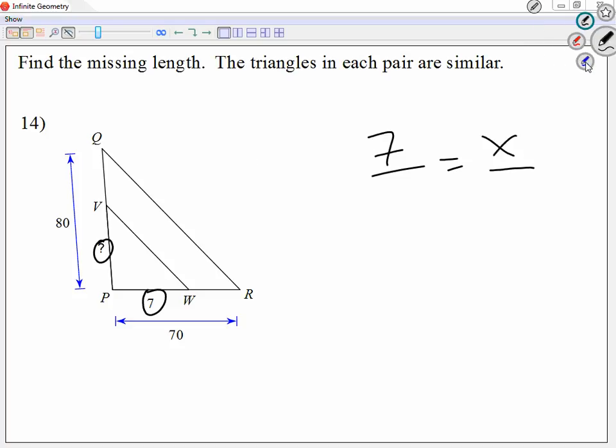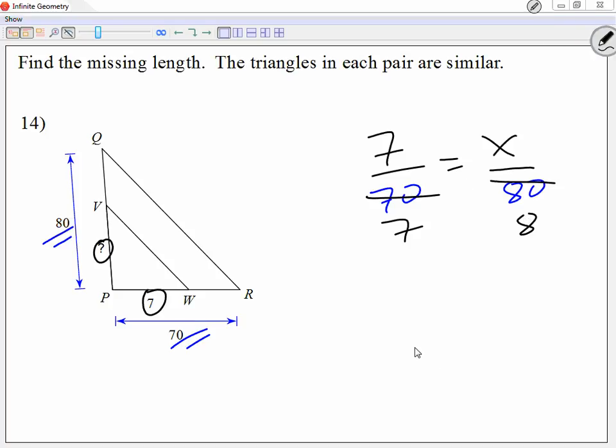On the big triangle, my measurements are 70 and 80. Keep in mind, I'm looking at the entire side of the triangle. So 70 and 80. If I simplify those, I get 7 and 8. By dividing 70 and 80 each by 10, we get 7 and 8.